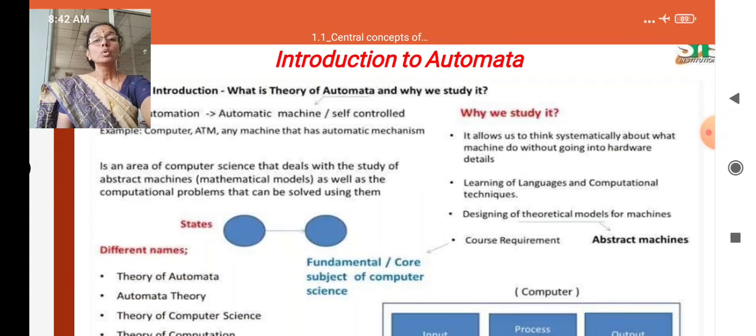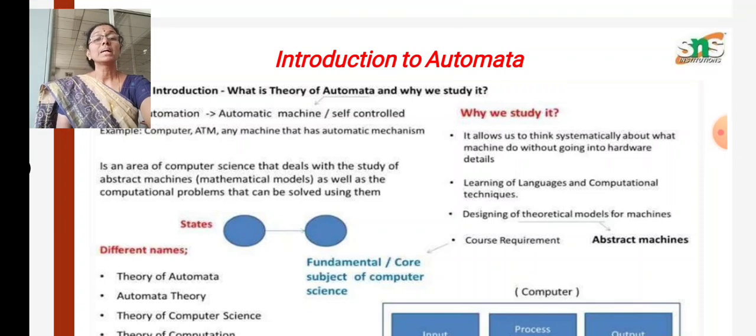So you know that an automata is nothing but an abstract machine. What does an abstract machine mean? As an end user, we don't want to know about the hardware details of the particular machine. We know only the given input. We give the input, the machine does the process, and finally we get the output. So the machine provides only an abstract view of the process to the end user.